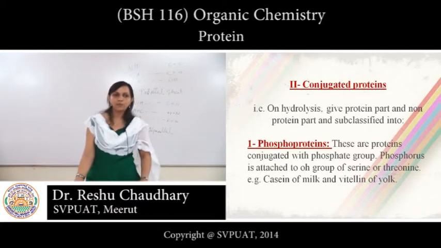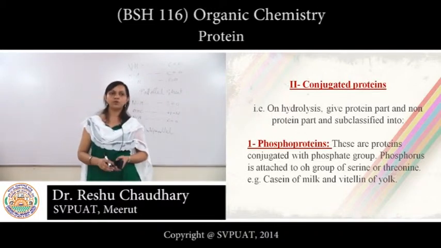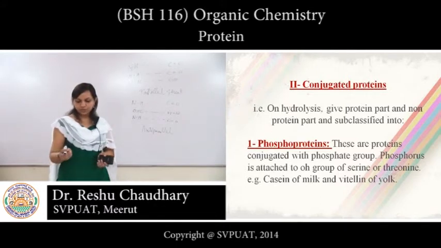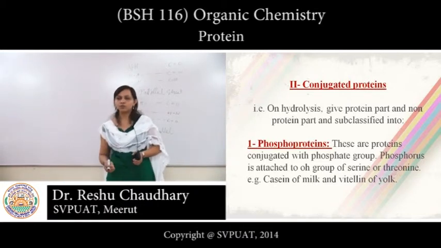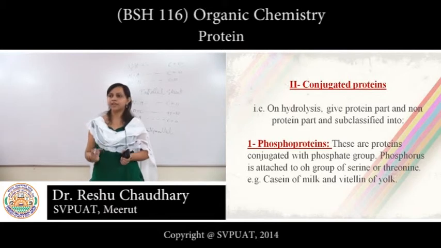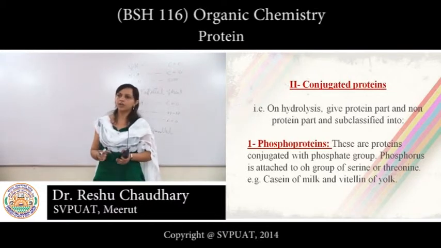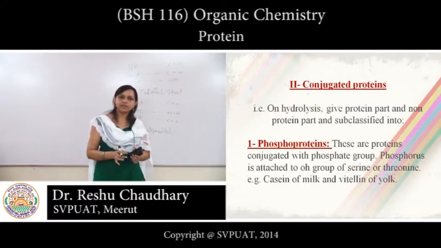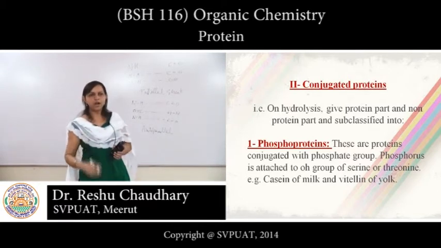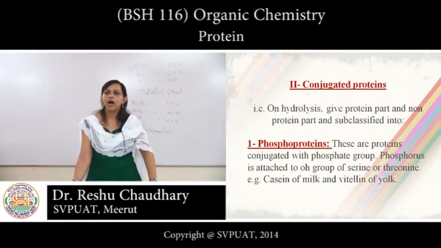Now comes the second type of proteins. These are conjugated proteins. They contain a simple protein molecule with non-protein groups. On hydrolysis, they give non-proteinaceous groups. These non-proteinaceous groups are also known as prosthetic groups. As we know about enzymes, they are proteins and contain prosthetic groups, which are non-proteinaceous groups. So enzymes are also known as proteins, but not all enzymes are proteins. All enzymes can be proteins, but not all enzymes are proteins. For example, ribozymes are made up of RNA, ribonucleic acid. Hence, not all enzymes are proteins.